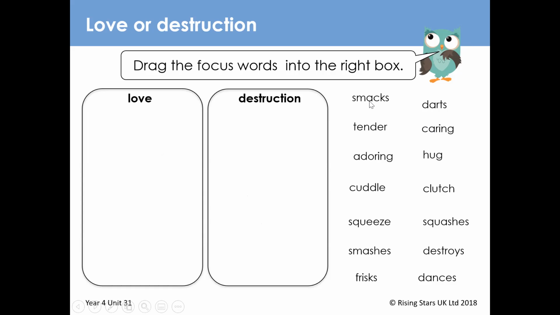So we've got smacks. Do you think when the leopard smacks the antelope, he's doing it out of love or destruction? Then we've got tender, adoring, cuddle, squeeze, smashes, frisks, darts, caring, hug, clutch, squashes, destroys, or dances. So pause the video and put the words into each side that you think that they belong.